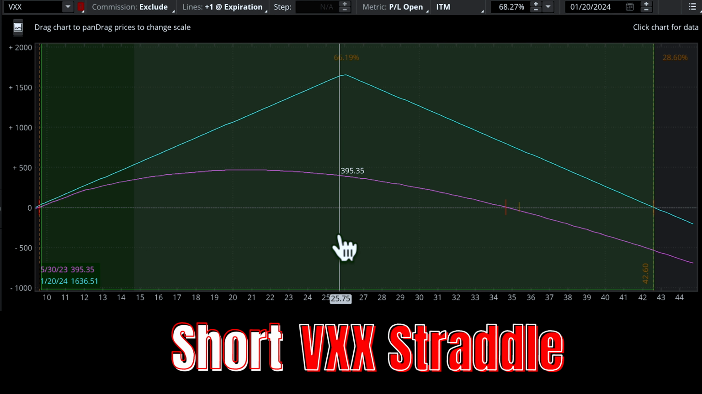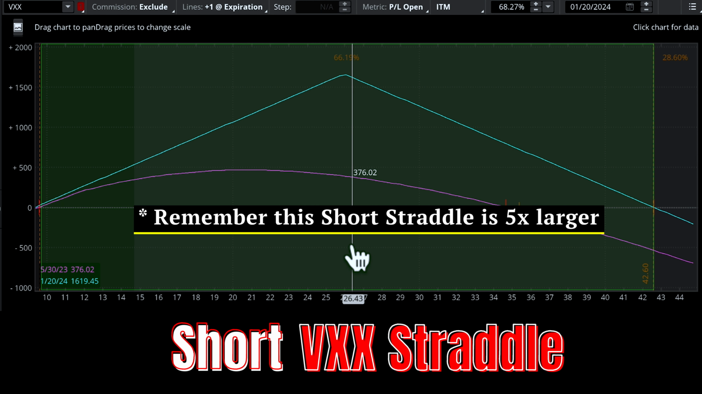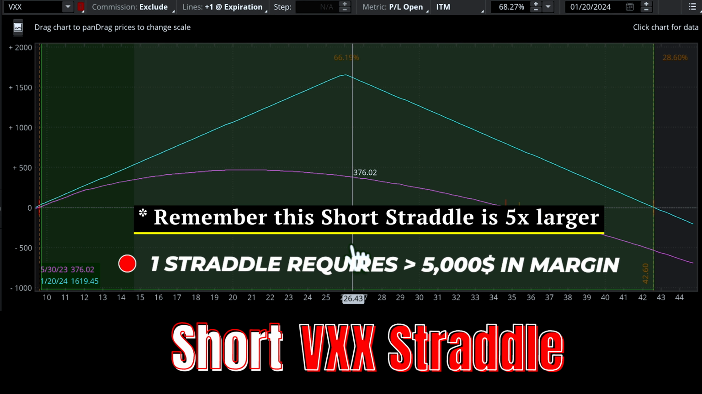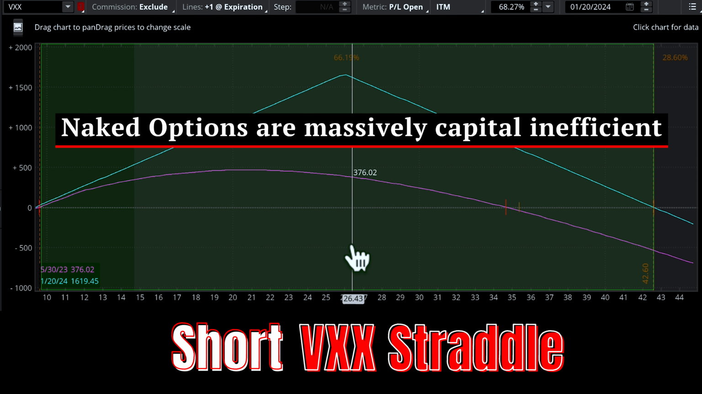Now, if you're looking at this max profit here and thinking, wow, that's huge potential, just remember I wasn't able to scale this to $1,000 like the other trades. One single short straddle requires over $5,000 of capital. So if we want to compare apples to apples here, we do need to divide this by 5. And that brings us to the first of several disadvantages here.